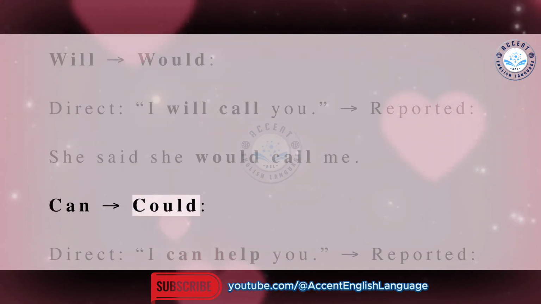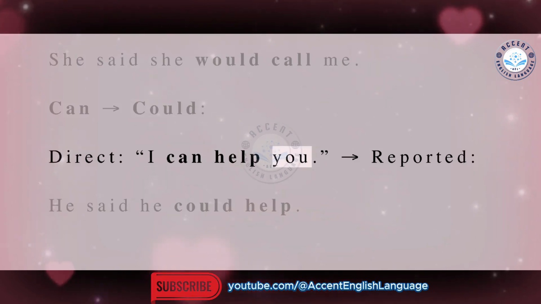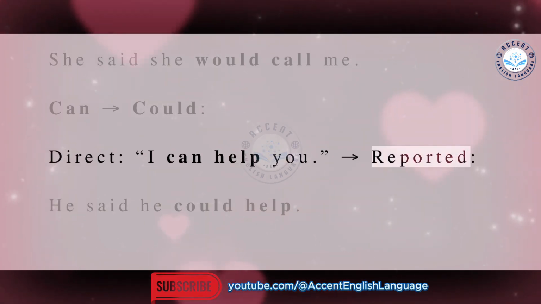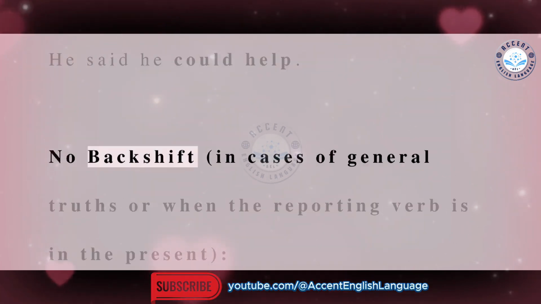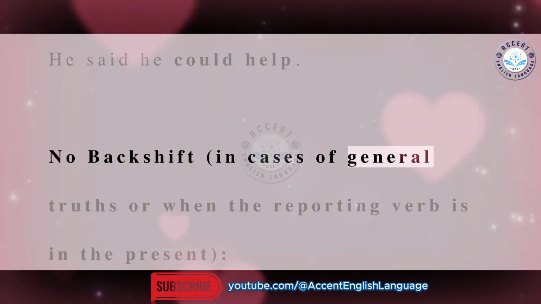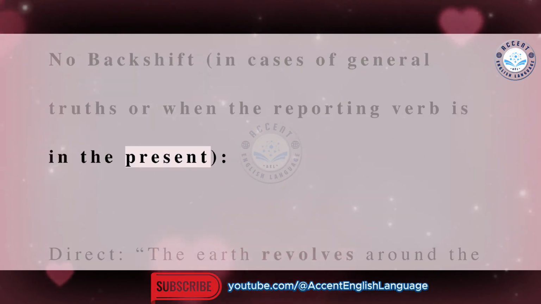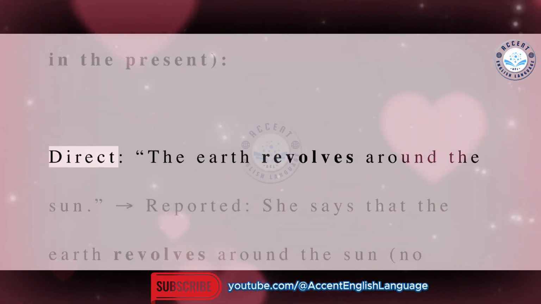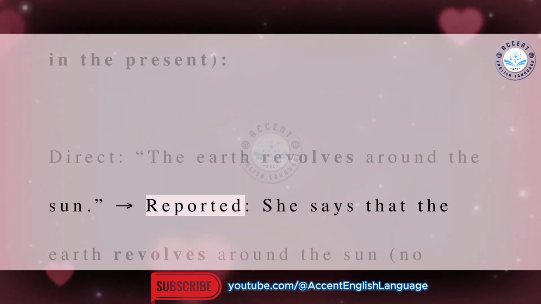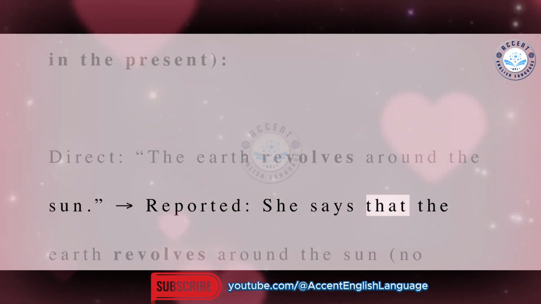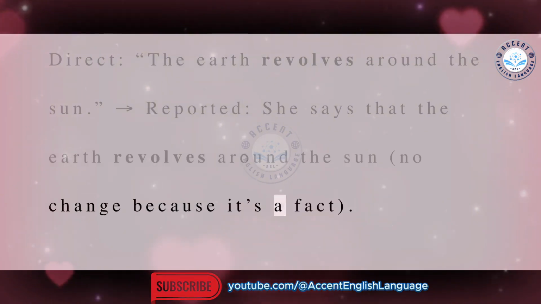Can to could. Direct, I can help you. Reported, he said he could help. No backshift, in cases of general truths or when the reporting verb is in the present. Direct, the earth revolves around the sun. Reported, she says that the earth revolves around the sun. No change because it's a fact.